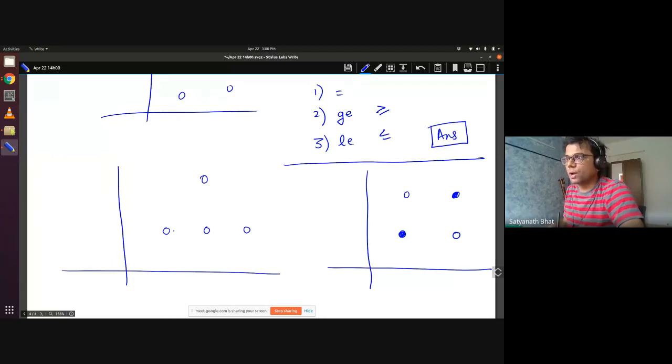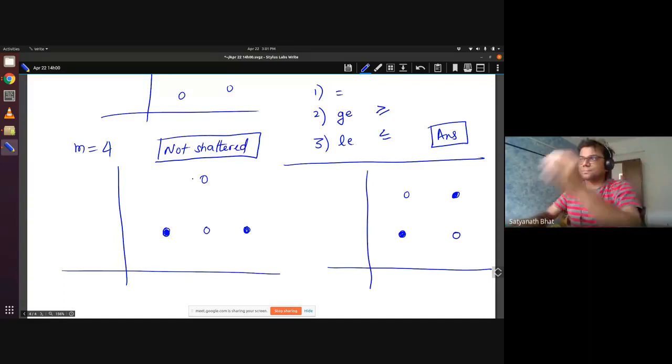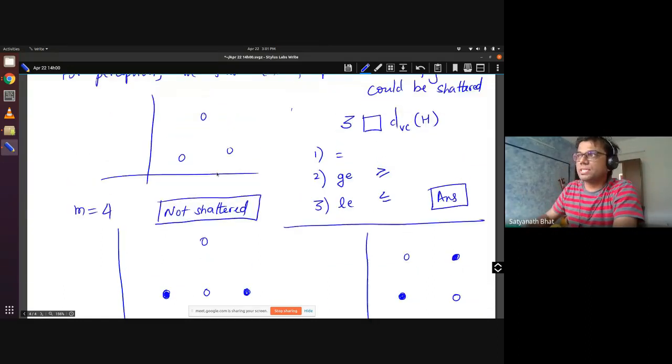Similarly, if you have colors like this, there is no way you can shatter just these 3 points. Forget about 4 points, even the 3 points we couldn't shatter. So what we have shown is that m equal to 4 is in the non-shattered world. That means any configuration you take, you cannot shatter it. So I hope the difference is clear.